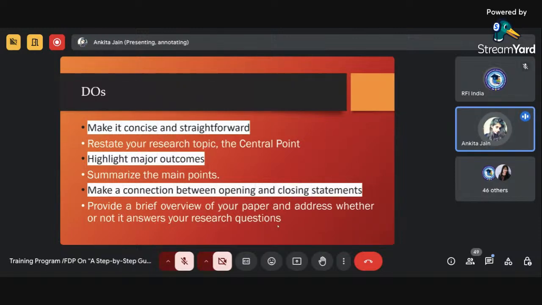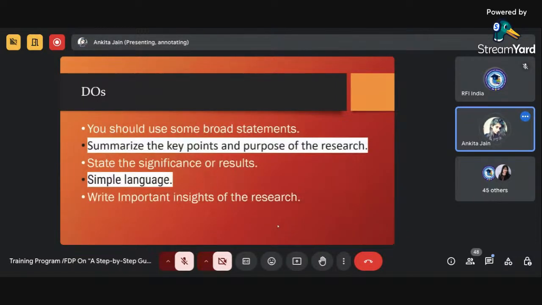Provide a brief overview of your research paper; it should also address whether or not it answers your research question. Obviously, the research question and research problem we discussed in the beginning, the objectives we added, and with the help of the hypothesis, we have proved whether it is right or wrong. So the research question should be answered here.